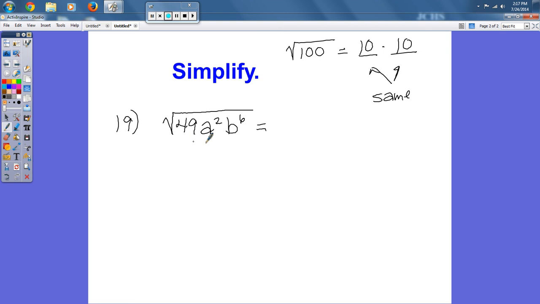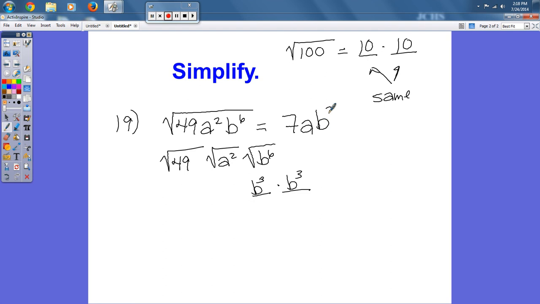So the square root of 49 is 7. You can look at this in pieces. And I would not write it out this way every time, but we're going to for this first example. The square root of 49 is 7. The square root of a squared, what times what will give you a squared, that's just a. And the square root of b to the 6, what times itself will give me b to the 6, that's b to the 3rd. So how do I simplify the square root of 49a squared b to the 6? Well, it's 7ab to the 3rd.